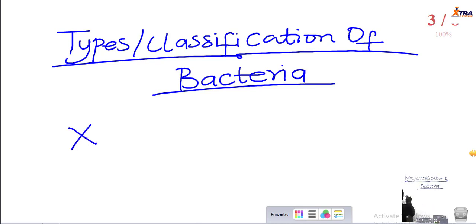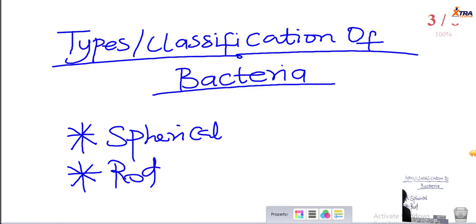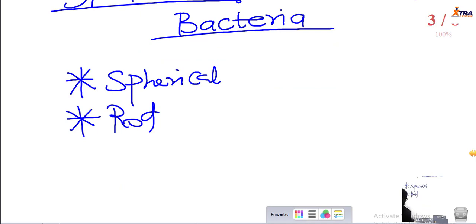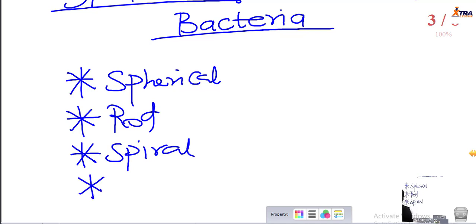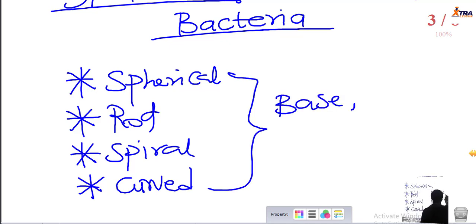Based on shape, it can be spherical. Most commonly you can have rod shaped, and you also have some special ones that are spiral shaped. Then we have the Vibrio cholerae presenting with a curve shape. So based on shape, you can have these different types of bacteria.